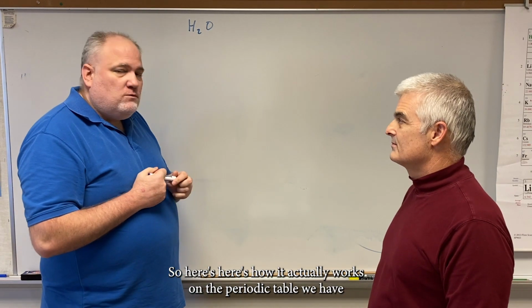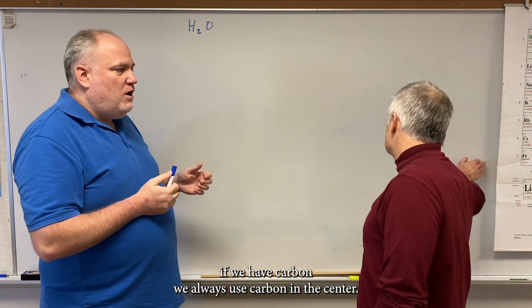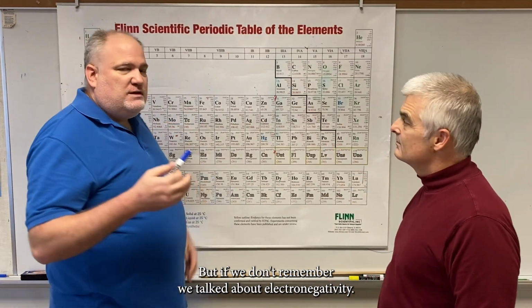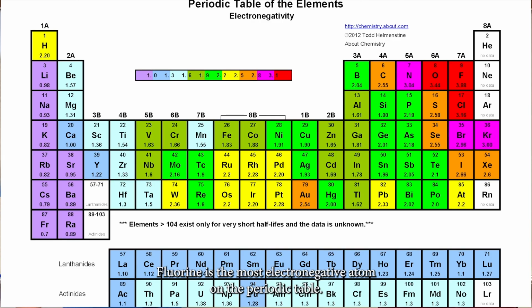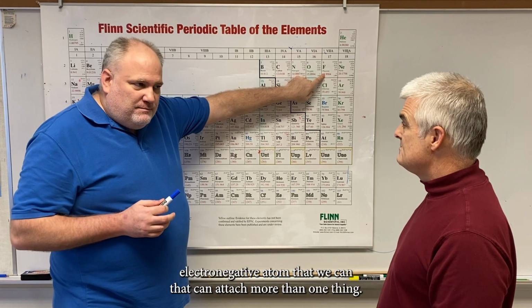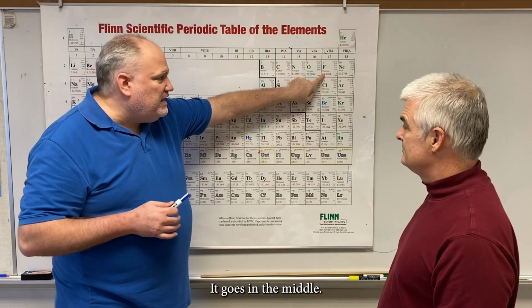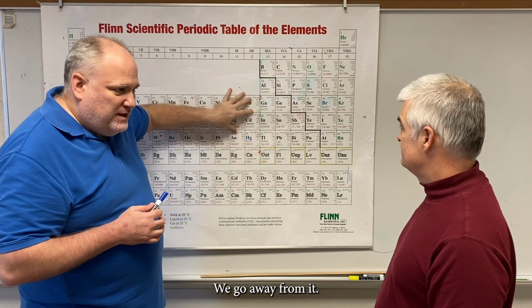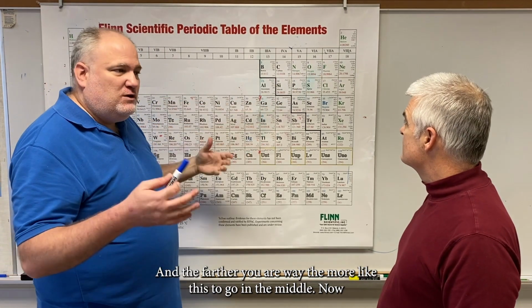On the periodic table, if we have carbon, we always use carbon in the center. But if we don't, remember we talked about electronegativity. Fluorine is the most electronegative atom on the periodic table. He's the strongest one. He wants the electrons the most. And here's what's really important: the least electronegative atom that can attach more than one thing goes in the middle. So fluorine would be the last one you put in the center. We go away from it, and the farther you are away, the more likely it is to go in the middle.